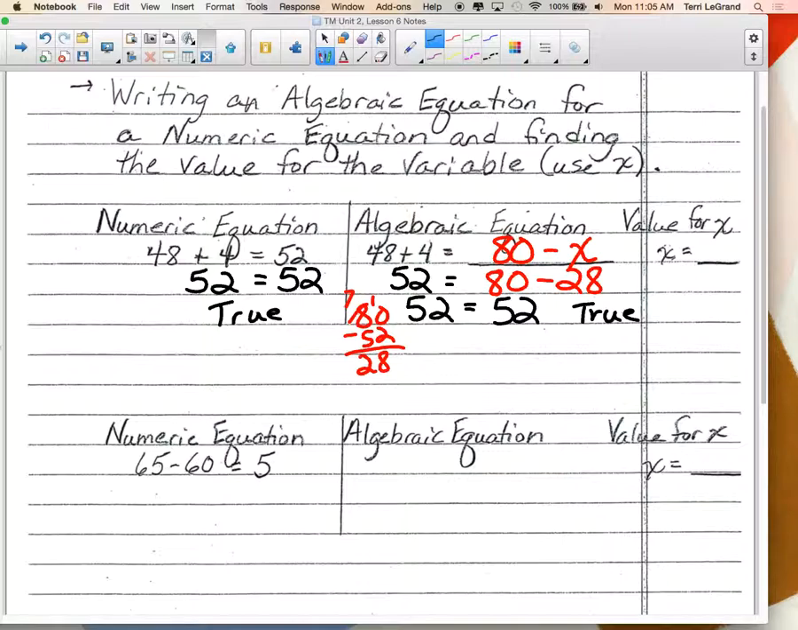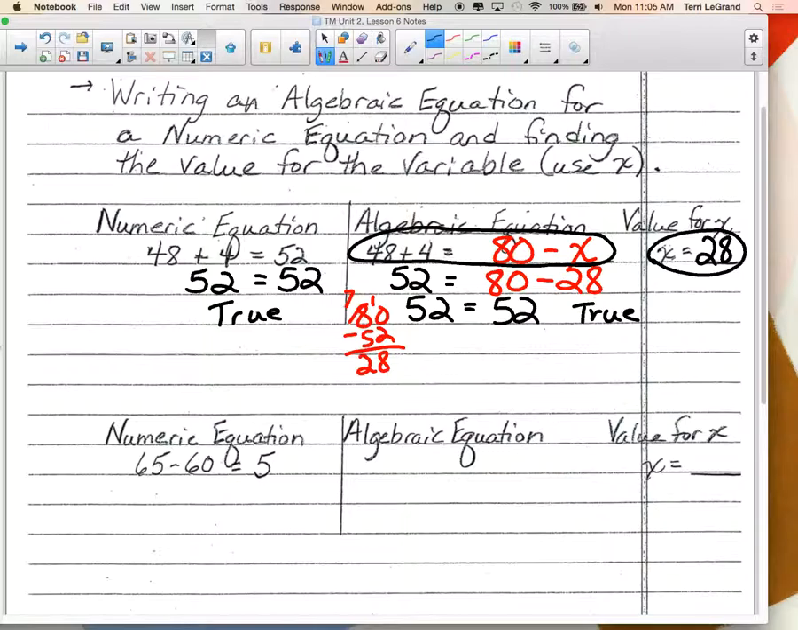So what is x equal? 28. So there's two things that need to get done here. You need to circle this because this is what they wanted us to do first of all. They first wanted us to write an algebraic equation for the numeric equation and then find the value for the variable. There's our second answer. So circle that also. We have to do two things.